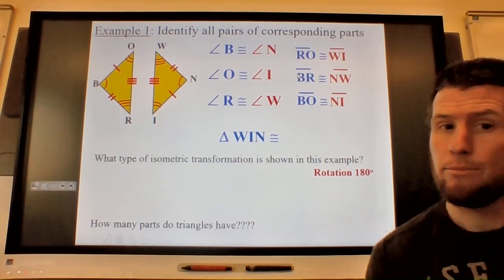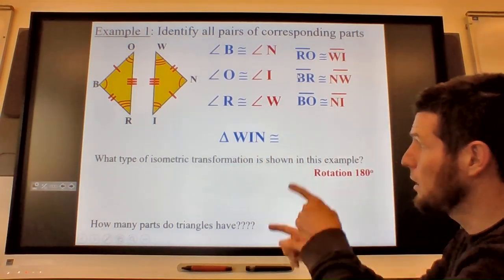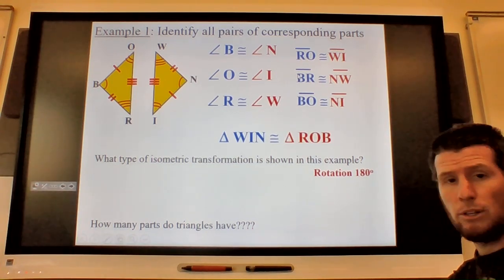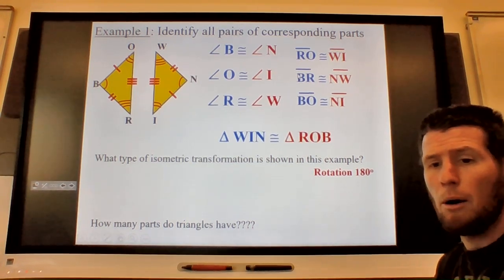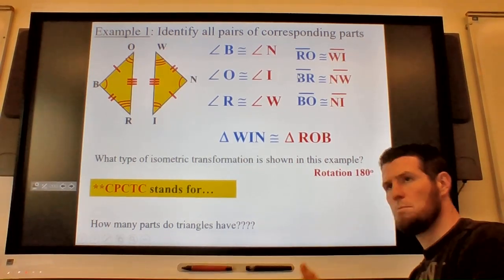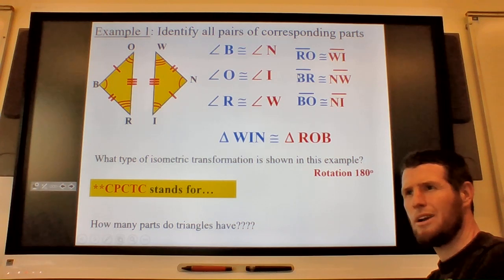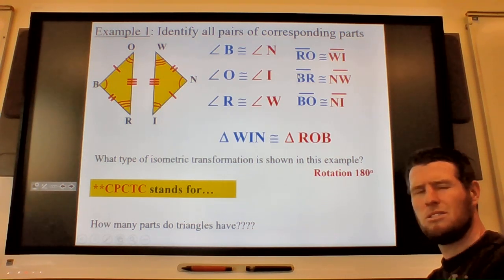So when proper letter order, W corresponds to R, I corresponds to O. We're talking about triangle ROB, which is the triangle we're trying to compare that to. There's an acronym. We love acronyms. PLP, we love those things. What other acronyms do you have? PLPs. What's the other P one?